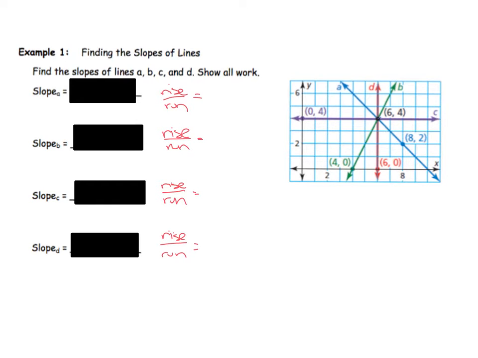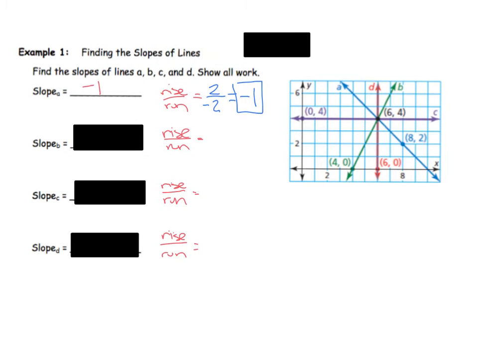I'm going to rise 2 units. So I rose 2 units. And then I go to the left 2 units. If I go to the left 2 units, that would be negative. So 2 divided by negative 2 would reduce to -1. Notice that slope is going downhill, which is another key way to remember that that slope should be a negative slope. So the first slope was -1.